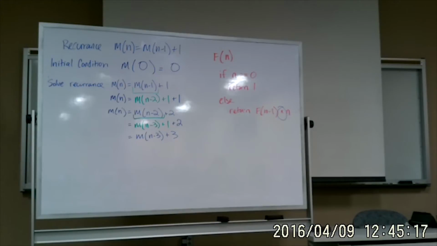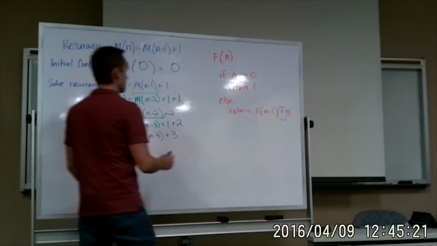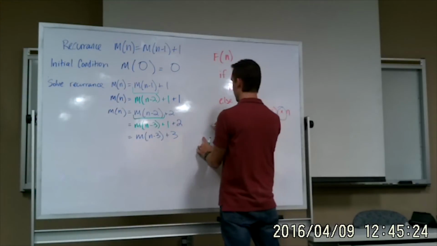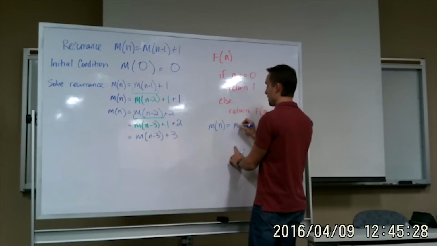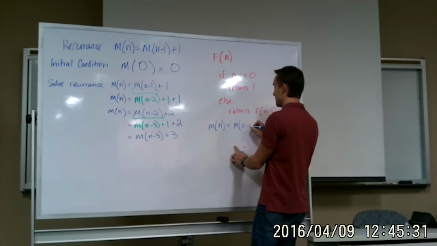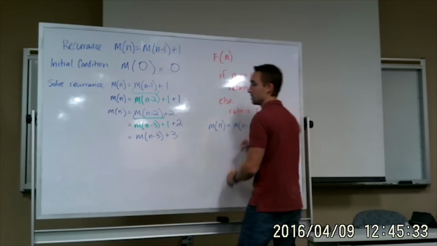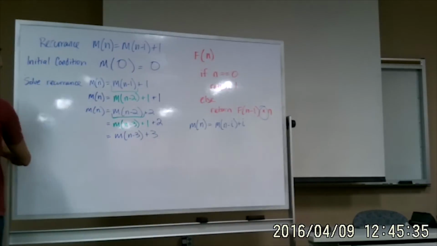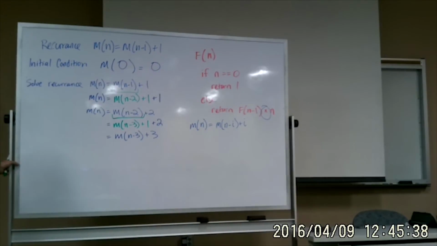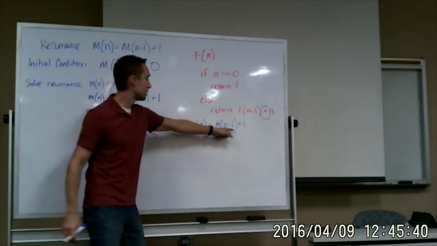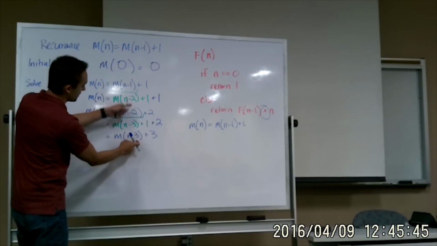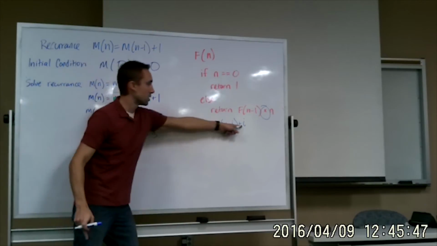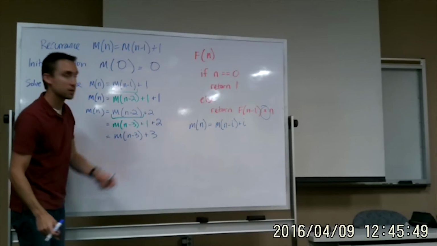As it continues to go down, the constant continues to go up. Good. So we could say that this gets simplified. M of n equals what? M of n minus i plus i, where i is the number. It goes 1 to 2 to 3. And as this one goes up, so does the one on the end. 1 to 2 to 3.